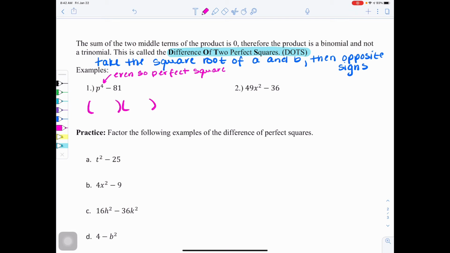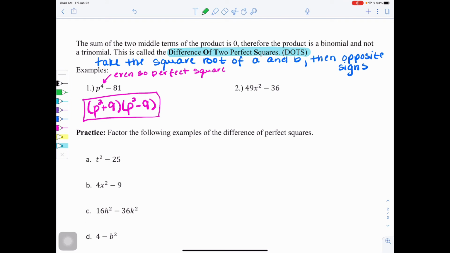The square root of p to the fourth is going to be chopping that in half, dividing it by two, and making it p squared. So p squared goes in the first position in both. Then the square root of 81 is 9, so 9 goes in the second position. And then we just need to make sure we make one a plus and one a minus. It doesn't matter which one. So this is my factored form of p to the fourth minus 81 using DOTS, or difference of two perfect squares. Let's look at 49x squared minus 36.